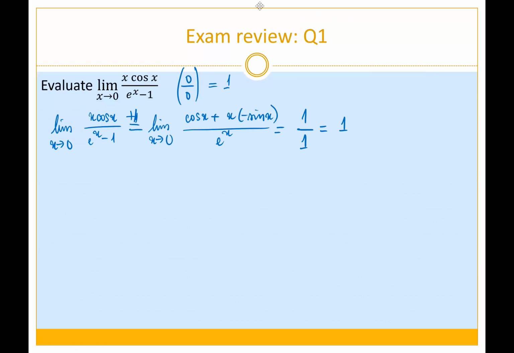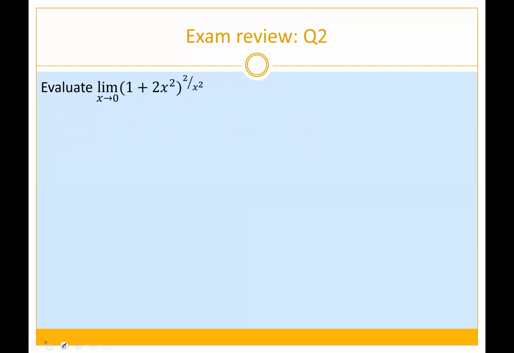Is there any question here so far? I don't know, this is pretty simple. So I guess whoever made this mistake might have forgotten to check their L'Hopital's rule. Now let's go to the next question.